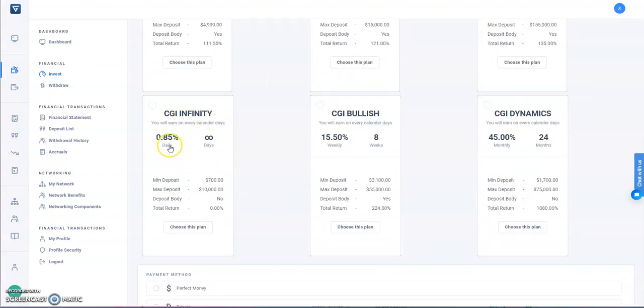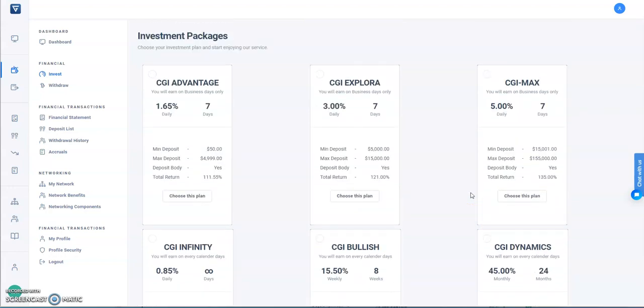Then you have CGI Affinity, 0.5% daily, CGI Bullish, 15.5% weekly for 8 weeks, 45% monthly for 24 months for the dynamics. And this one, there is an early out clause too. You don't have to be locked in for the full 24 months. I think you got to be minimum for this 3 months, and then there's an out, but you got to pay a fee to get out early. And so I think that's why you do 3 months minimum, so at least it's paying the fee to cover that, and you still make a little bit of profit out of it.